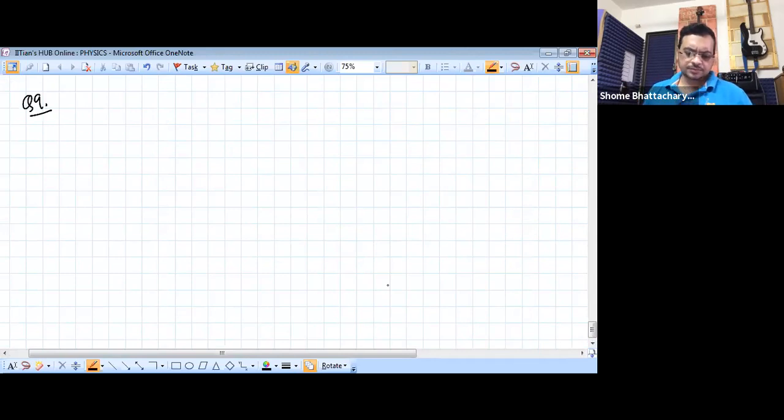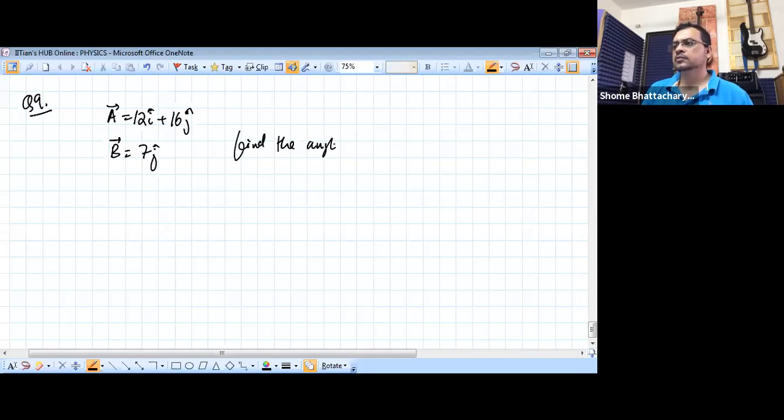Okay, now this is a question which you have to understand geometrically. Okay, vector A is given to me as 12 I cap plus 16 j cap, and vector B is quite easy. Vector B is directly given to me as 7 j cap. You have to find the angle between A and B. I'll tell you the easiest way of doing this question. The easiest way is that you just draw the two vectors geometrically, and that's even easier here because one vector is already along the y-axis. So you don't have to think about any angle for it. The vector B is already along the y-axis only. So it's very, very straightforward.